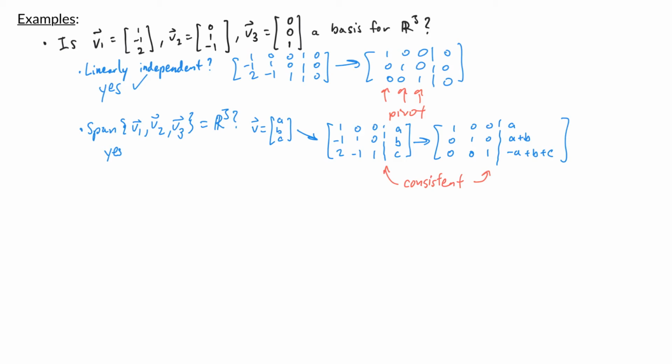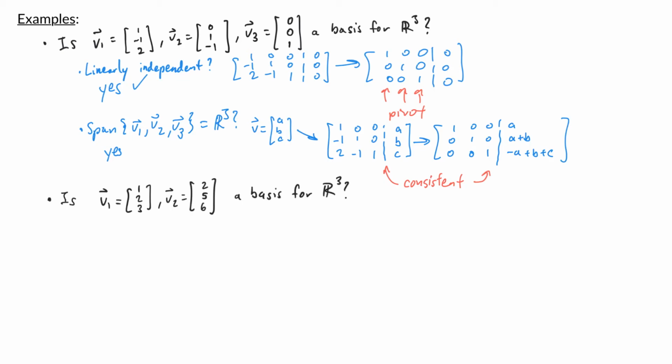Again, another way to tell is by thinking about dimensions. Here, the vectors v1, v2, and v3 are linearly independent, so their span is a three-dimensional space. Now this is a three-dimensional space within R3, so the span has to fill up all of R3. So let's consider another example.